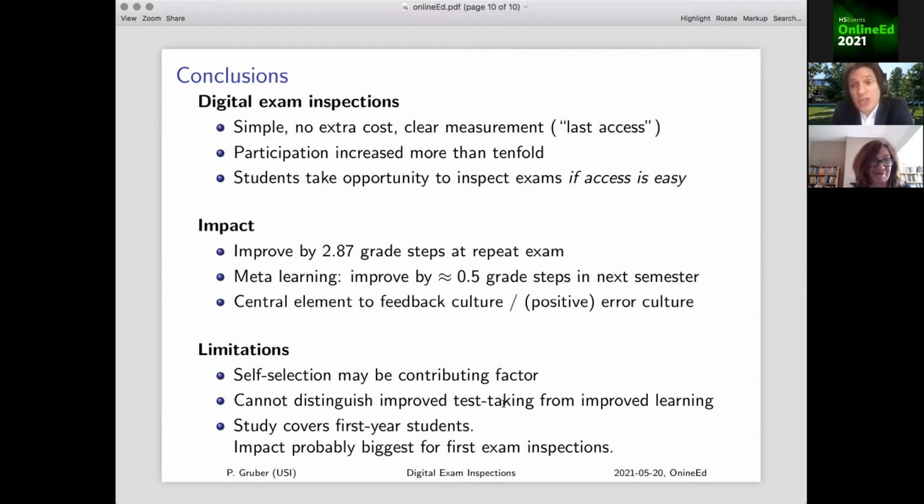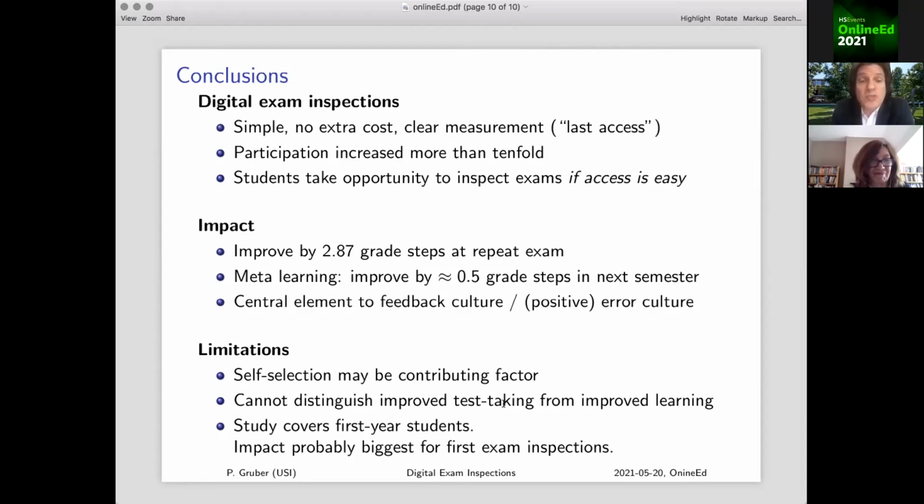As already said, the participation in these exam inspections increased more than tenfold. And so what we learned first is that students take the opportunity to inspect some exams and to learn from their mistakes if the access is easy. What's the impact? Impact number one, students who participated and retook the exam improved their grade by about 2.87 grade steps. And on a 10 grade scale, a 3 grade improvement, I think, is really, really a very big one.